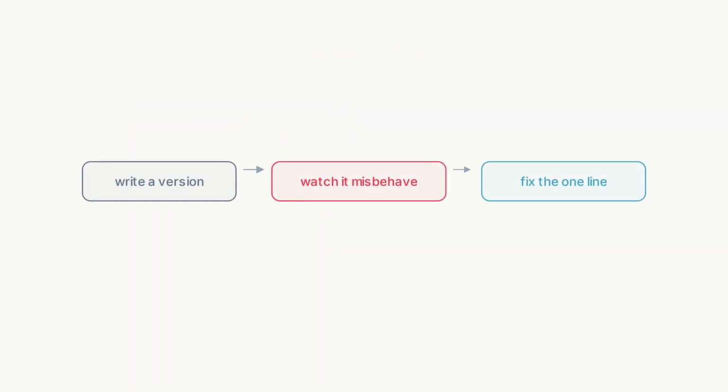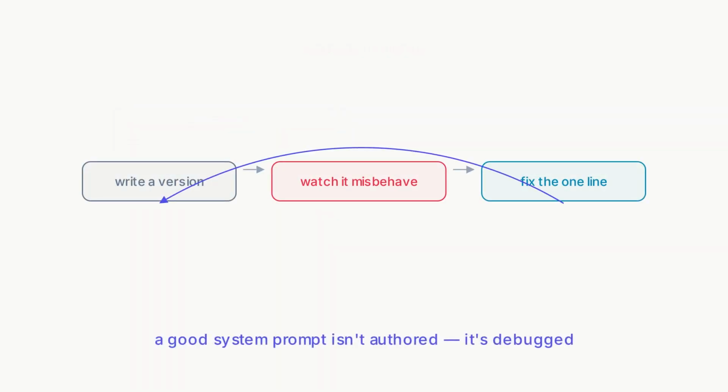And here's the part that separates people who are good at this. Nobody writes a great system prompt on the first try. You write a version, watch where the model misbehaves, and trace each failure back to a missing or fuzzy instruction. Then you fix that one line. A good system prompt isn't authored. It's debugged slowly against real conversations until the behavior comes out right.